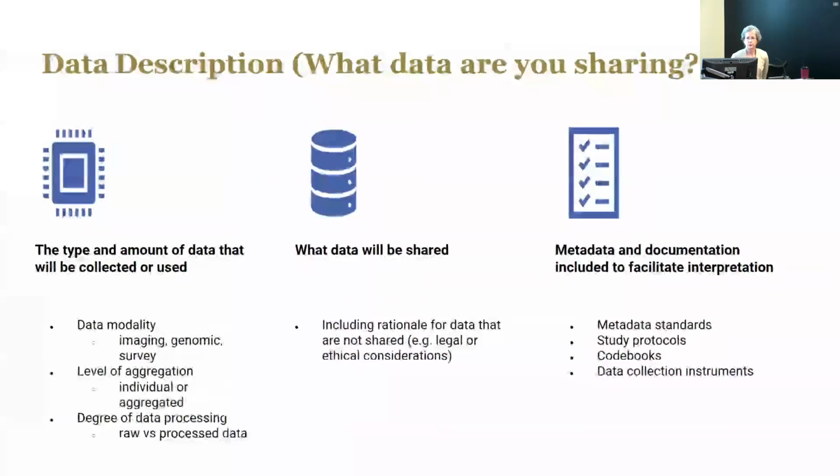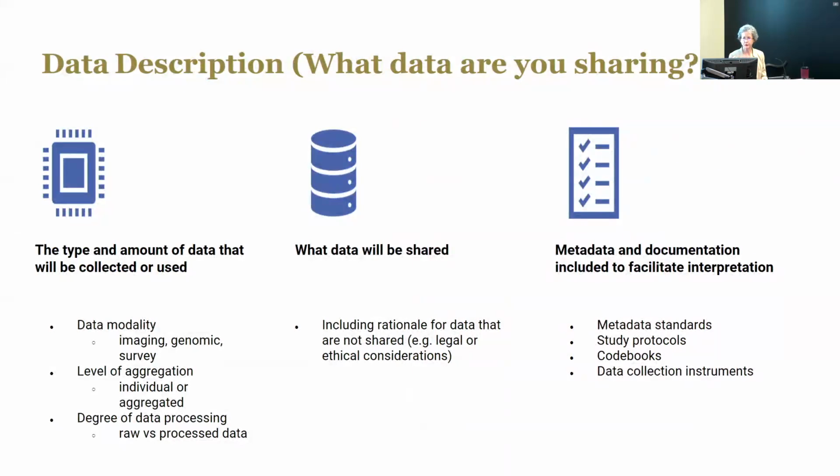So that first element, what data are you sharing? So in your sharing plan, you've got a section that says, okay, what type and amount of data are we collecting or using? So you're describing the modality. Is it imaging? Is it genetics data? Is it survey data? What's the level of aggregation? Is it individual or are we doing state level or something? And to what degree has the data been processed? Is it straight raw data? Is it somewhere in between? You have the part about your rationale for what's being shared or not shared.